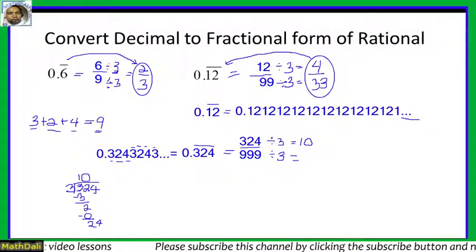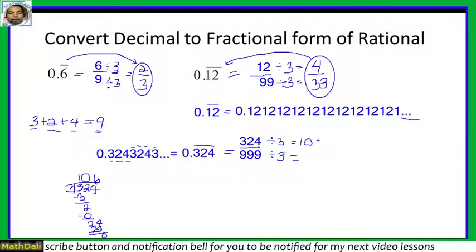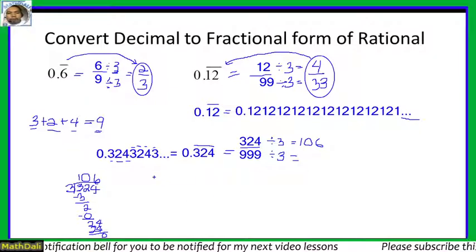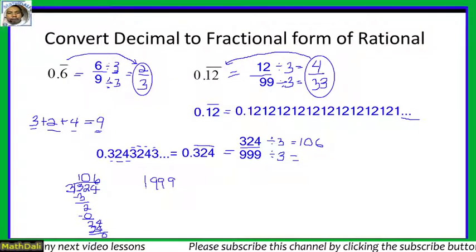It's 24. 24 divide nyo sa 3, that is 6. 6 times 3, that is 24. Then subtract, that is equal to 0. So, that is 106. Yung 999 naman. So, 999. Divide natin yan sa 3.